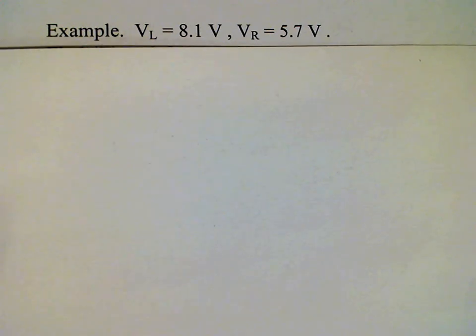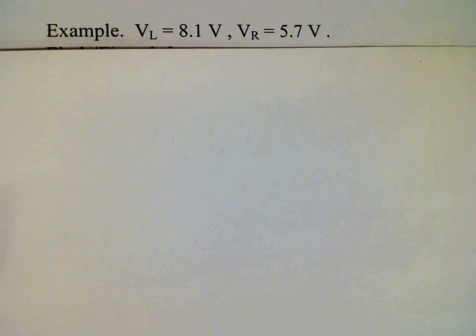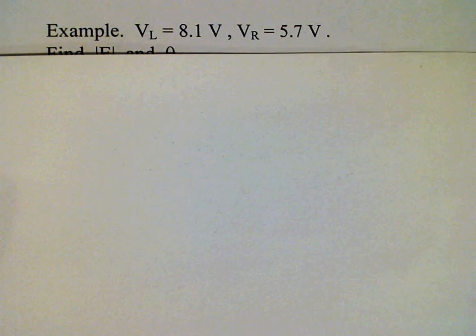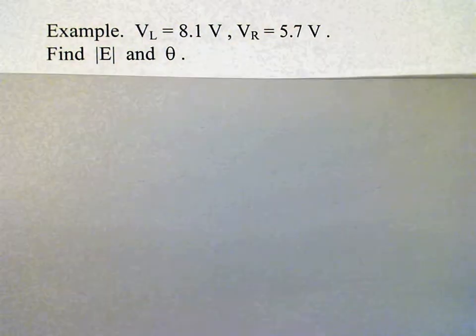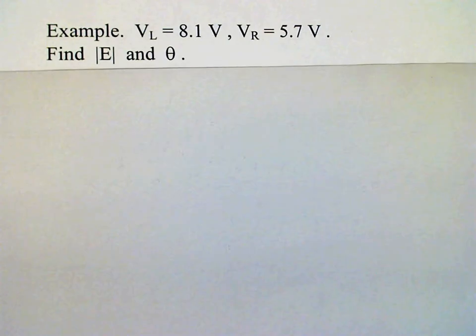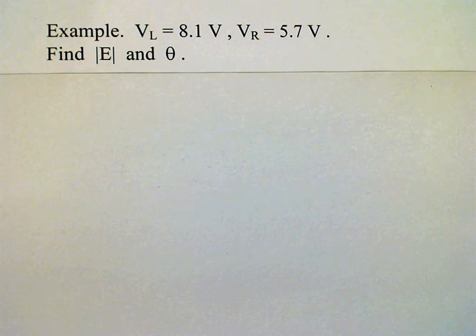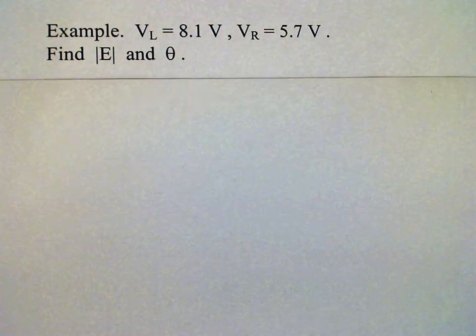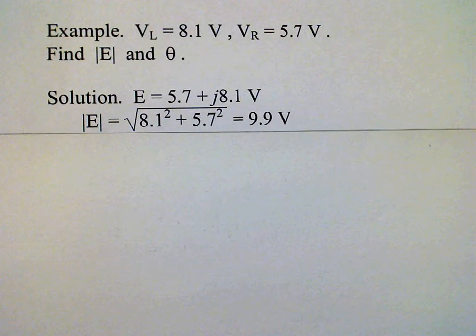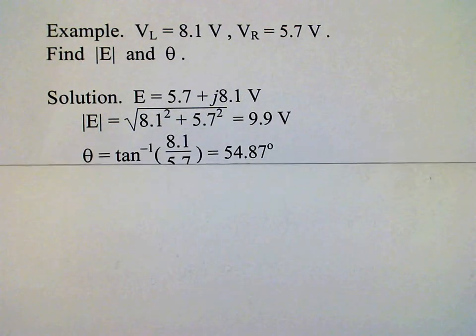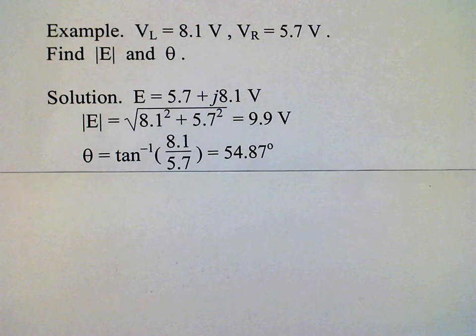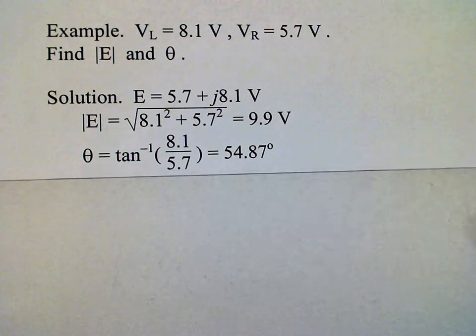voltage across the inductor, VL, is 8.1 volts, and the voltage across the resistor, VR, 5.7 volts. And we need to find the magnitude of the source voltage and the phase angle. So source voltage, square root of the sum of the squares. Okay, we get 9.9 volts. Phase angle, do the inverse tangent, we get 54.9 degrees approximately.